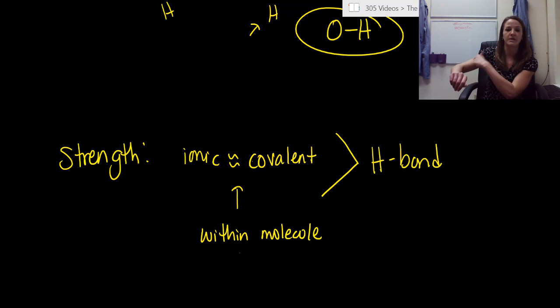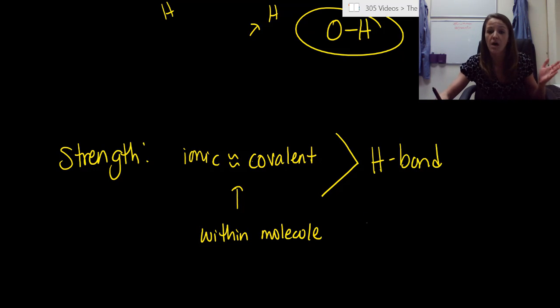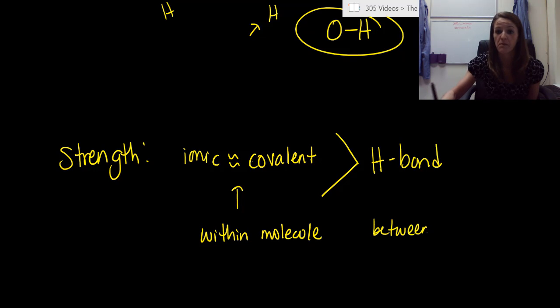It's your arm. It's going to be incredibly difficult to break somebody's arm. However, a hydrogen bond is holding hands with somebody else. If you're holding hands with somebody else, it's really easy to drop that bond and let go of their hand, but it doesn't shatter your arm. So when you think of this, within a molecule is going to be much stronger than between molecules.